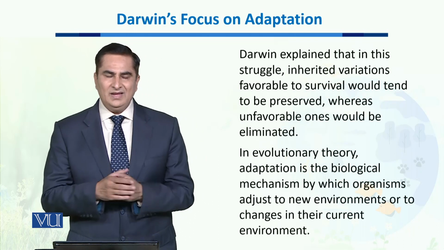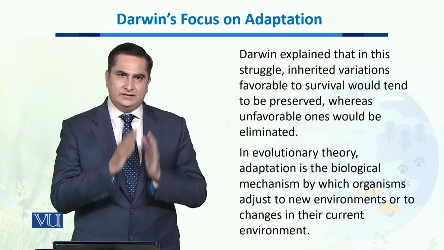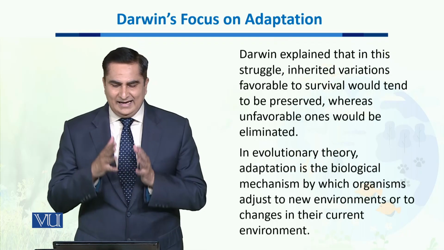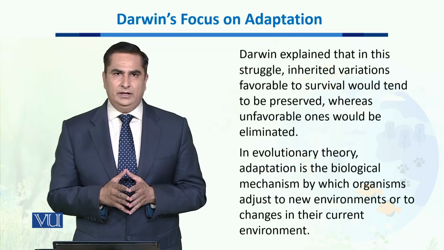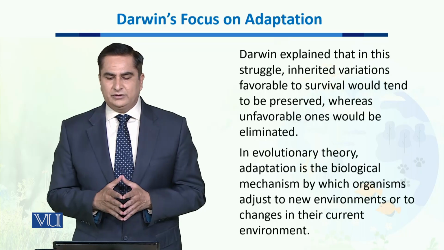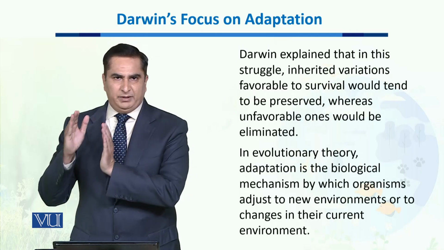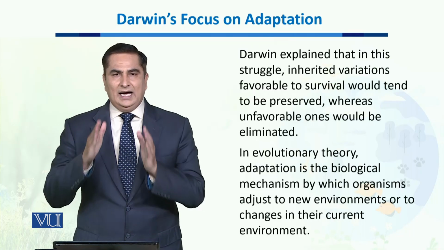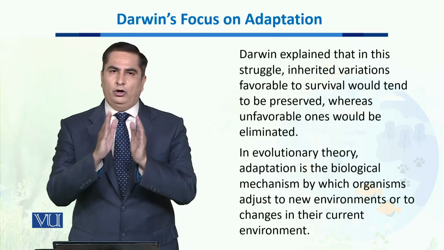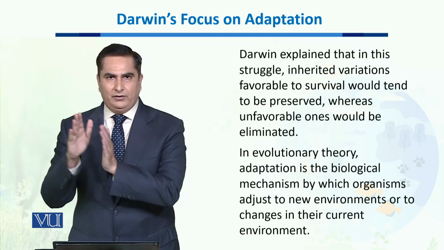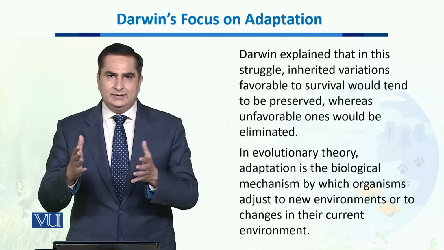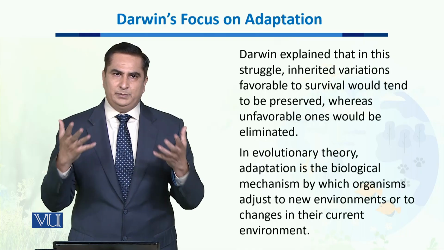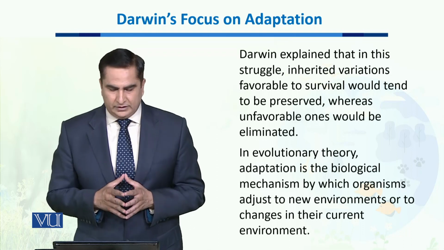Now, Darwin, after his observation, explained that in this struggle, inherited variations which are favorable to survival would tend to be preserved in the species and they will keep them, while the unfavorable ones, or the organisms which have unfavorable traits, will perish from that specific environment or the ecosystem.